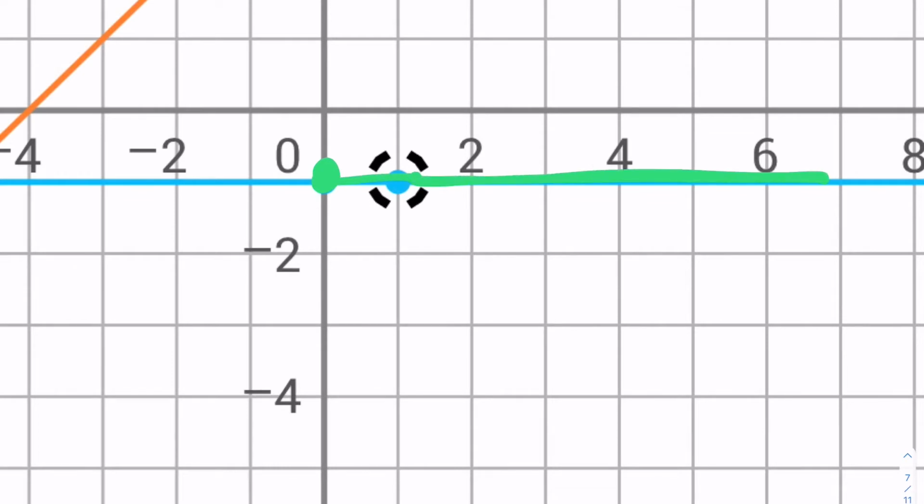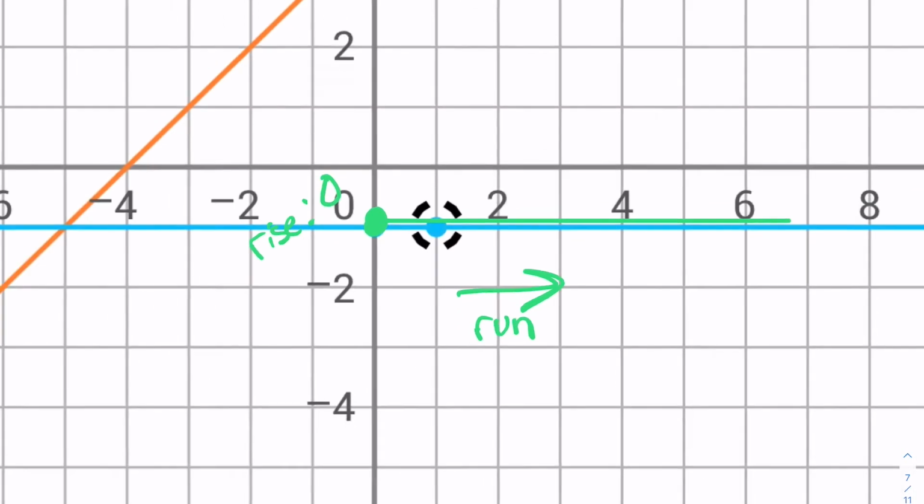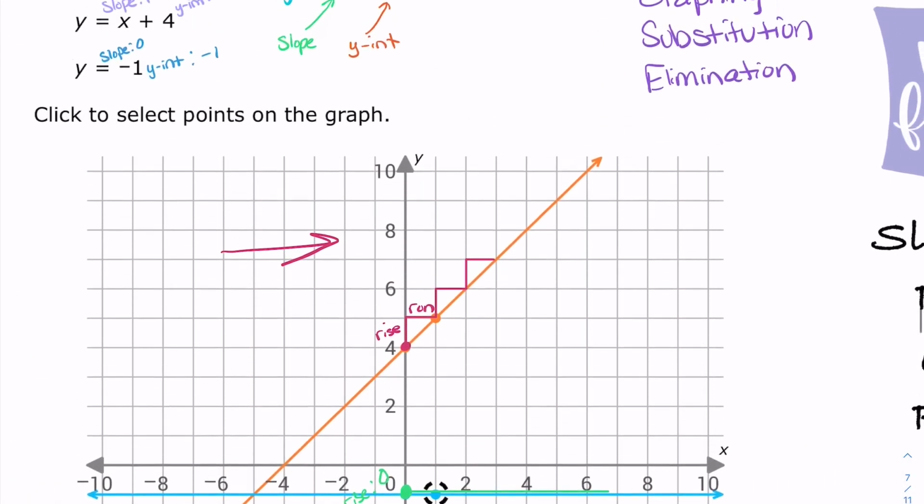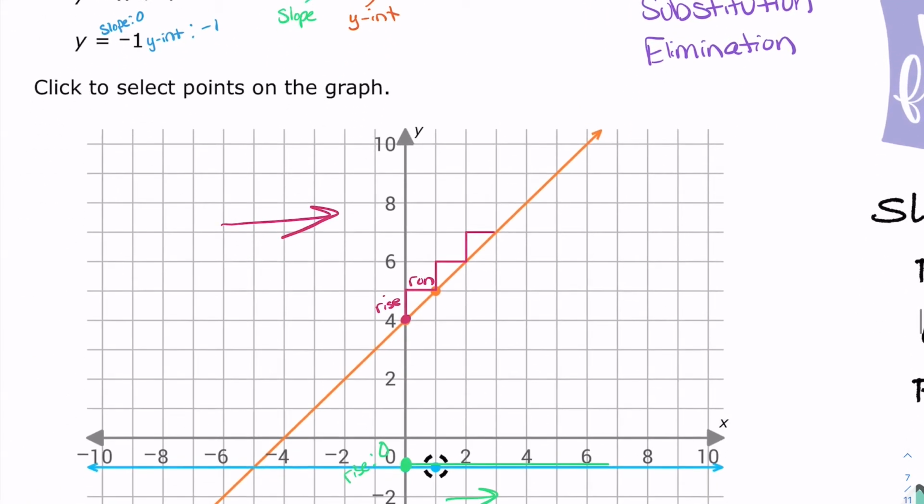Notice it's not going up anything, it's just going over. So we're reading from left to right. It goes up 0, the rise is 0, and the run is forever. Here's your run. Forever it's rising 0 and running over forever. So that's graphing it.